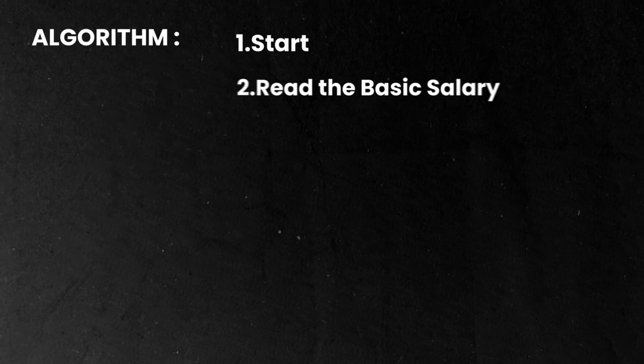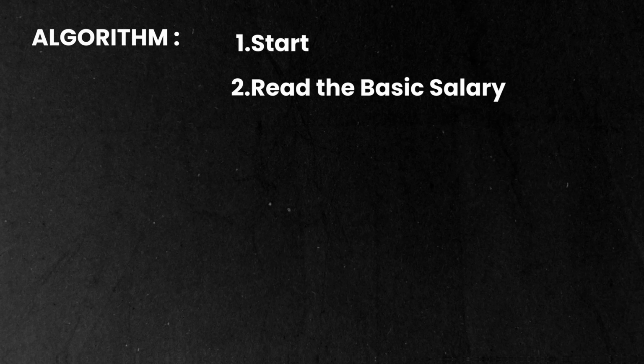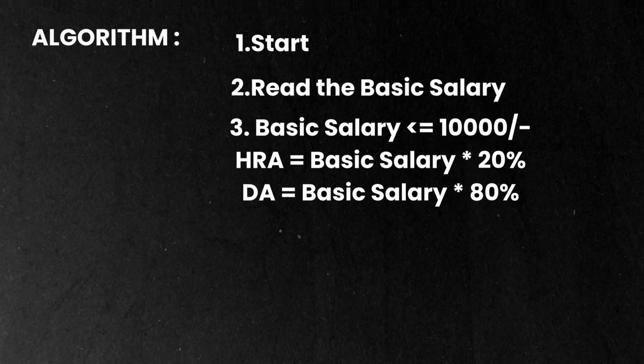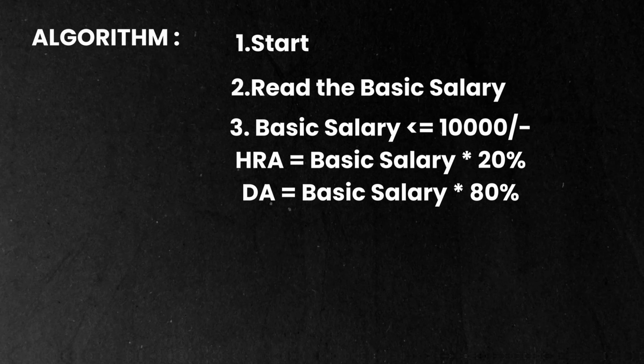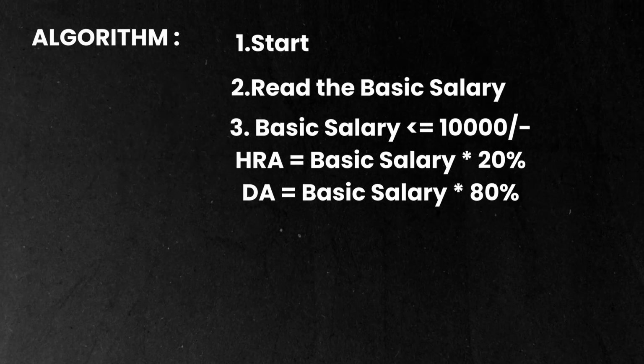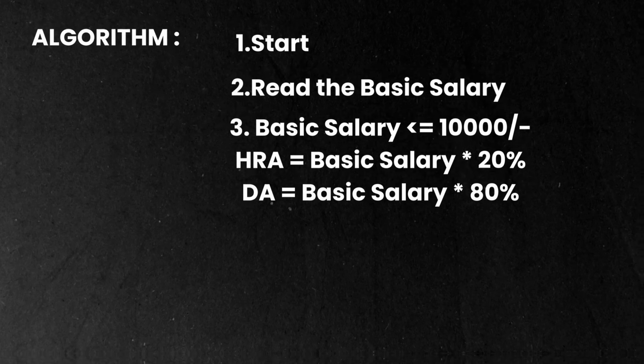Now let us see the algorithm. Let us start with the first one. The first step is hash include stdio.h and int main. Next, read the basic salary. Next, the third step: if basic salary is less than or equal to 10,000, then HRA is equal to basic salary into 20% and DA will be basic salary into 80%.